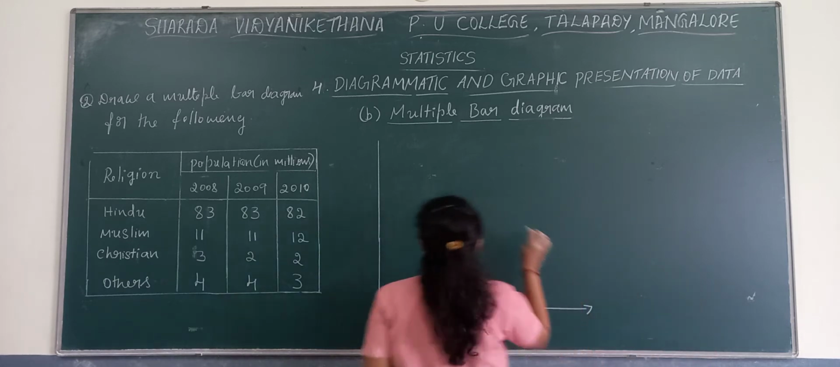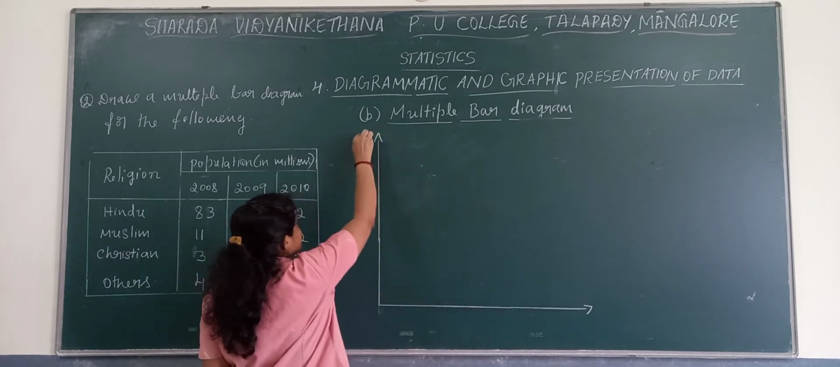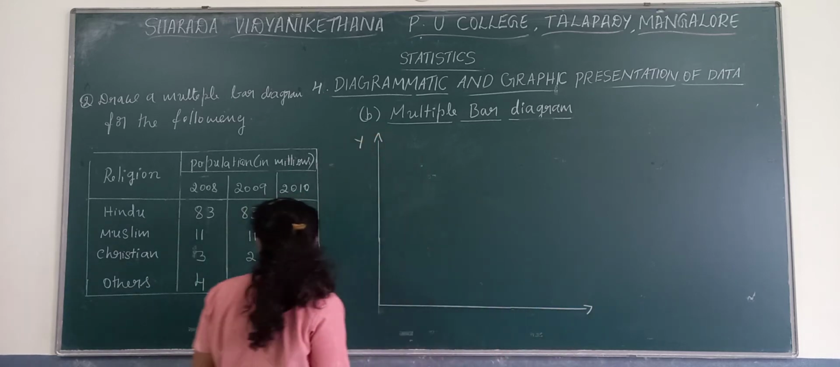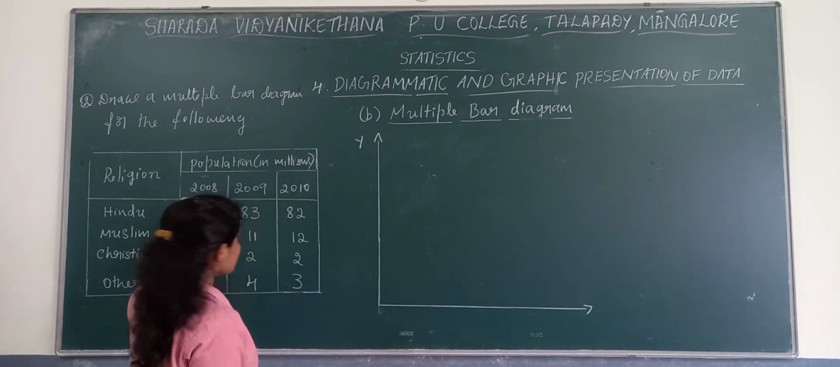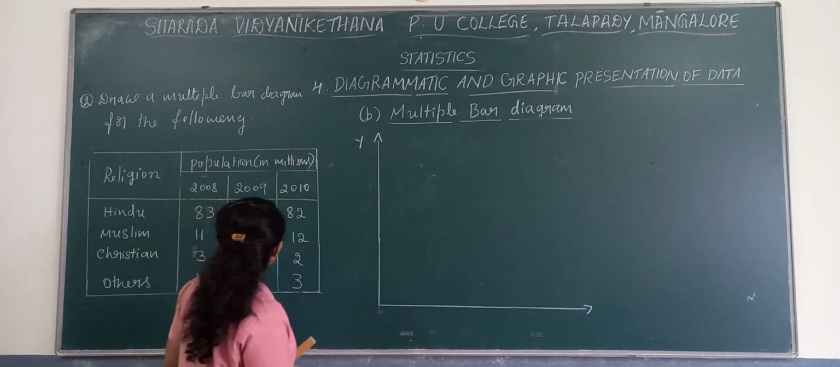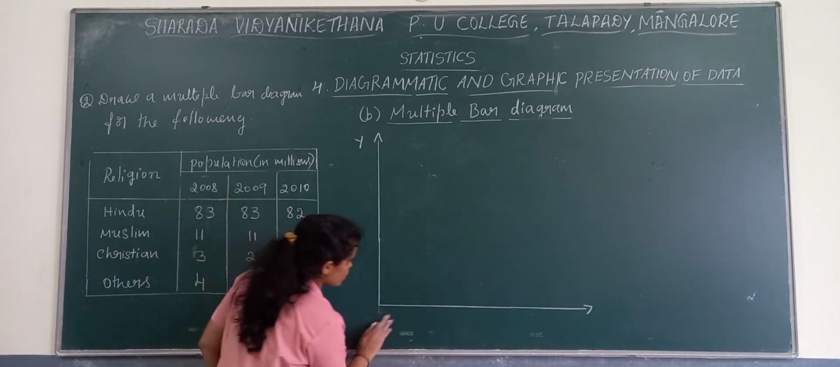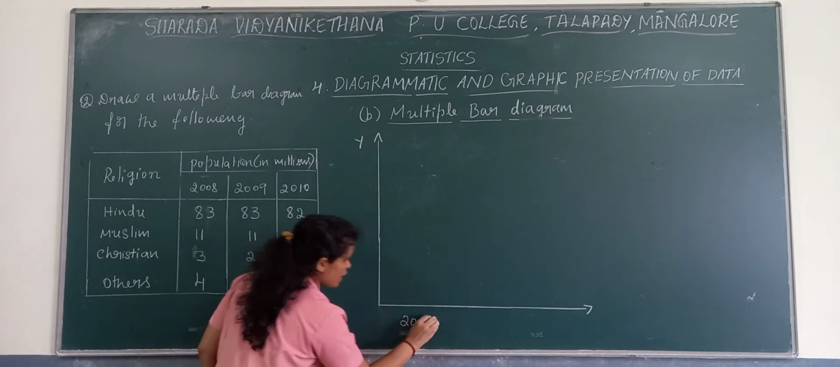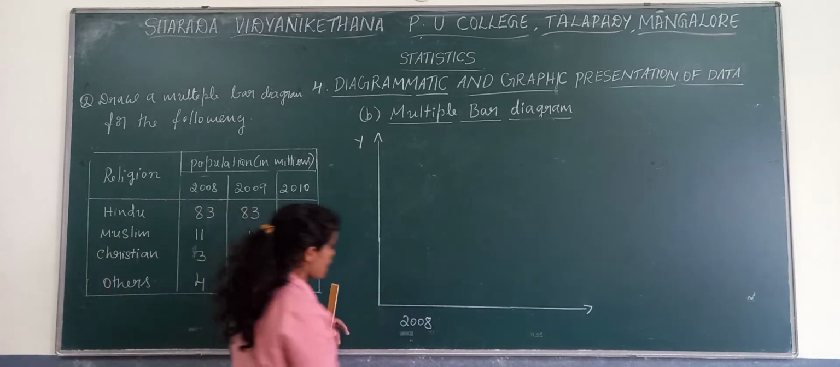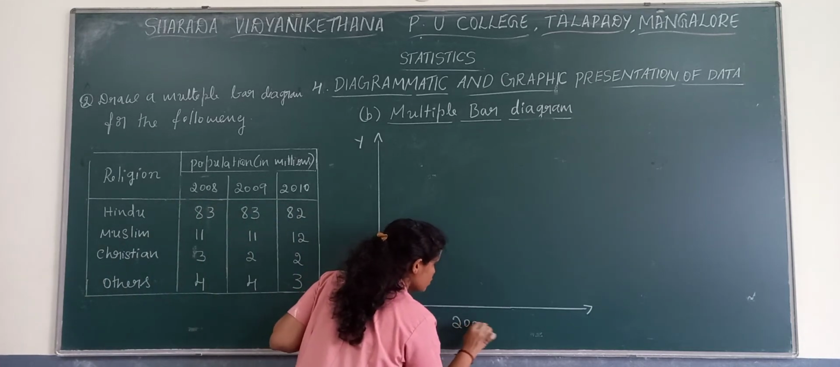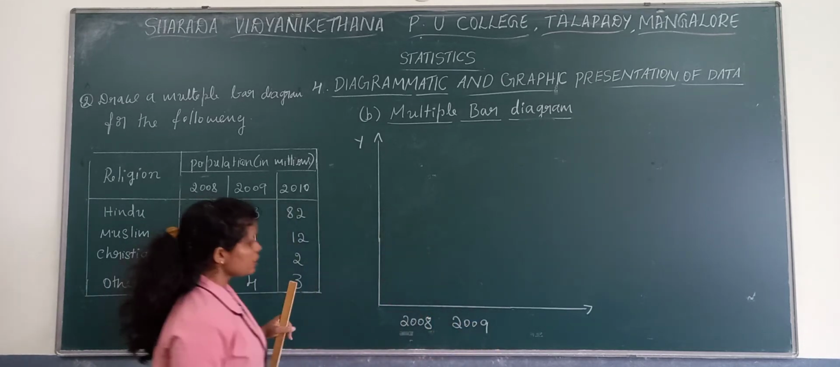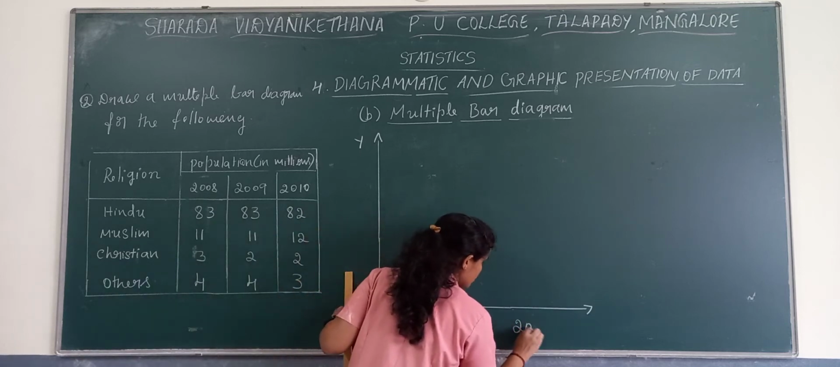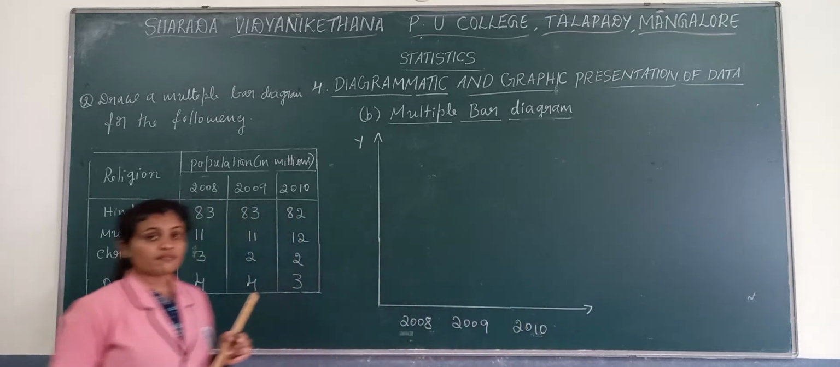Here it is the x-axis and here it is y. Regarding religions, we can show 4 kinds of religions here. We see the years 2008, 2009, and 2010.